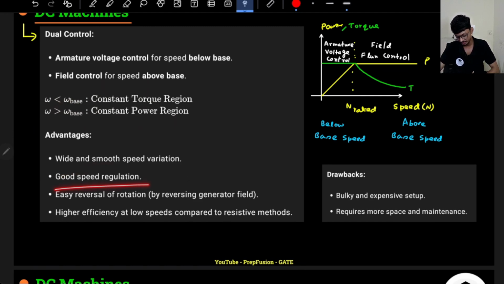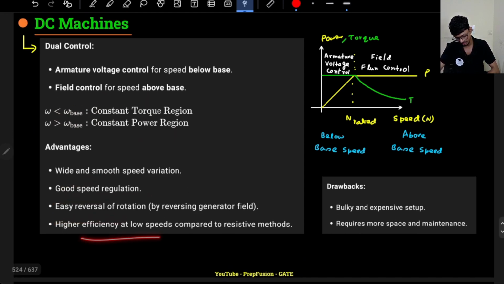So it will provide good speed regulation, easy reversal of rotation, and higher efficiency at low speed compared to the resistive method. So at low speed we can use the armature voltage control, not armature resistance control. Easy reversal of rotation: if I want to reverse the rotation of the motor, what can I do? I can simply reverse the field terminals, right? This we have learned in the previous lecture.